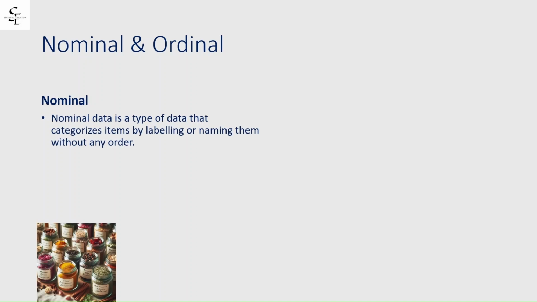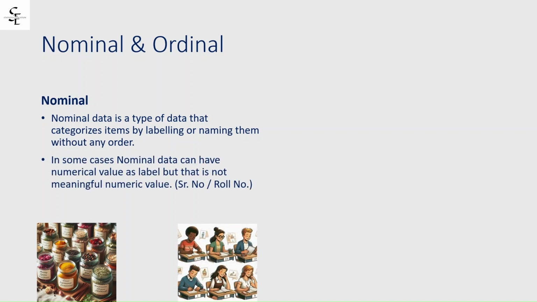Now let's understand the types of qualitative data, that is nominal data and ordinal data. Let's start with nominal data. Nominal data is a type of data that categorizes the items by labeling them or naming them without any order. For example, bottles filled with ingredients are labeled with the name of the ingredient. In some cases, nominal data can have a numerical value as a label, but that is not a meaningful numerical value.